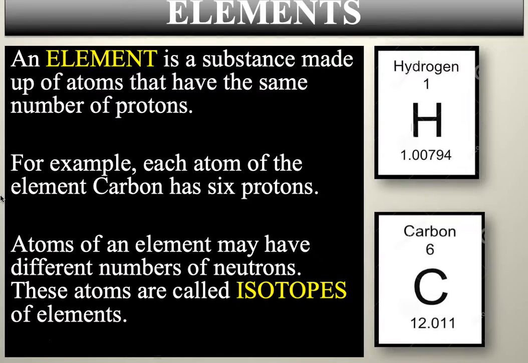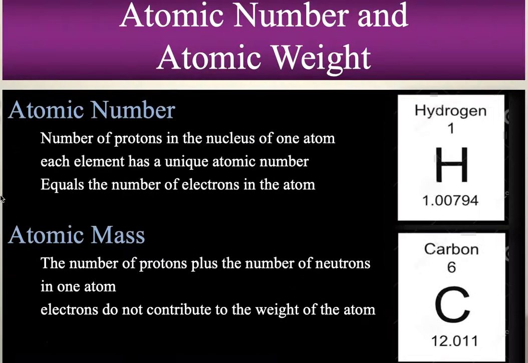Remember, you should know the difference between an ion and an isotope. Ions are atoms that have gained or lost electrons. Isotopes are atoms that have the same number of protons but different numbers of neutrons.